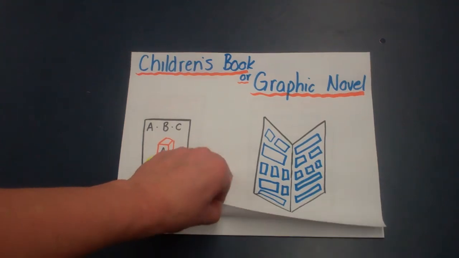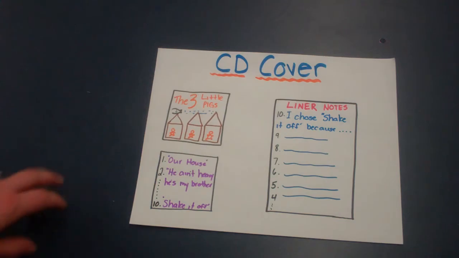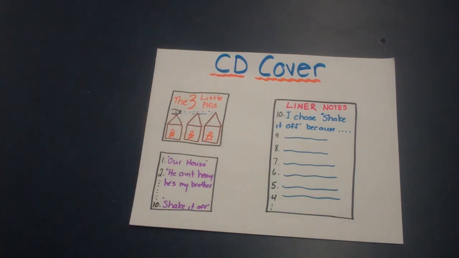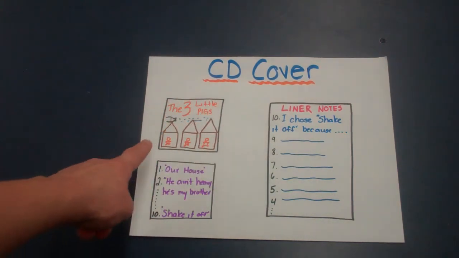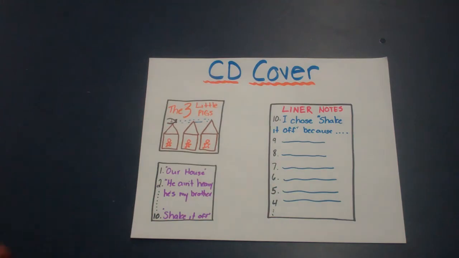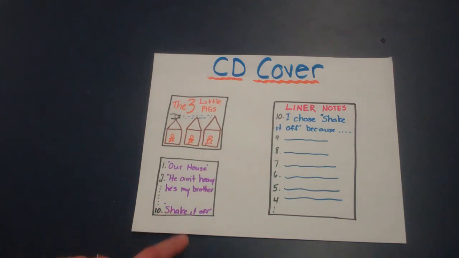And then a CD cover. You need to design the front and back of a CD cover. The front should have a visual representation of the main theme of the text. So I put the wolf blowing, huffing and puffing, and the 3 little pigs in front of their 3 homes. On the back of the CD, you would list 10 songs that you think would be connected to your text. So I chose Our House, He Ain't Heavy, He's My Brother, and then my last song would be Shake It Off.